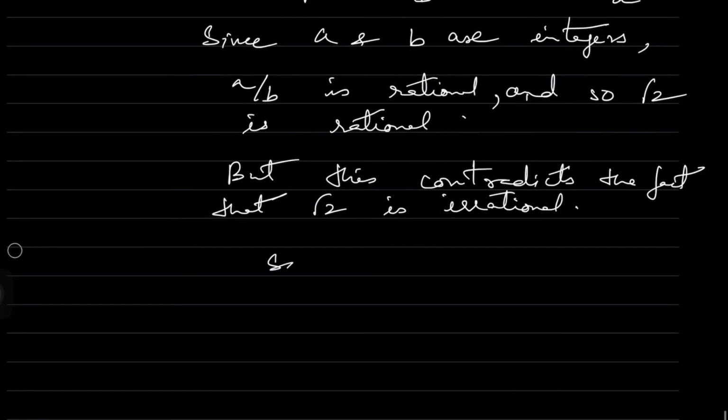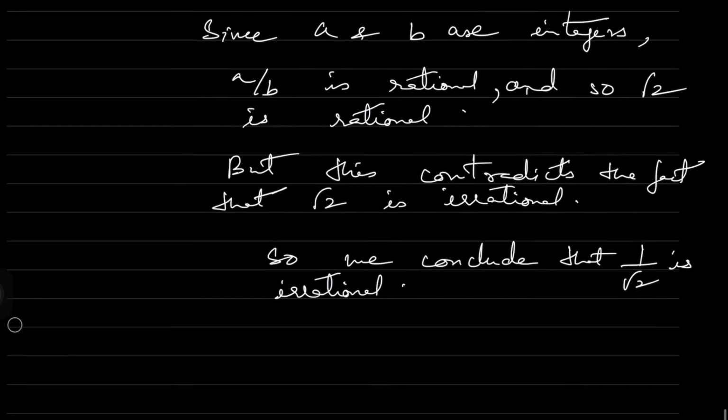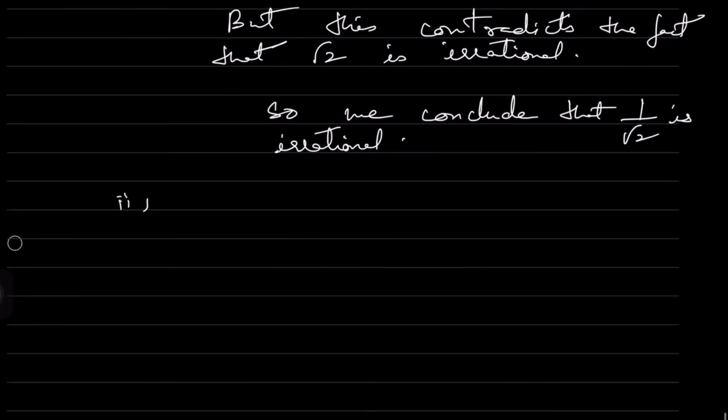But this contradicts the fact that root 2 is irrational. So we conclude that root 2 is irrational. Therefore 1 by root 2 is also irrational. Okay. Second one is 7 root 5. Let us assume to the contrary that 7 root 5 is rational.